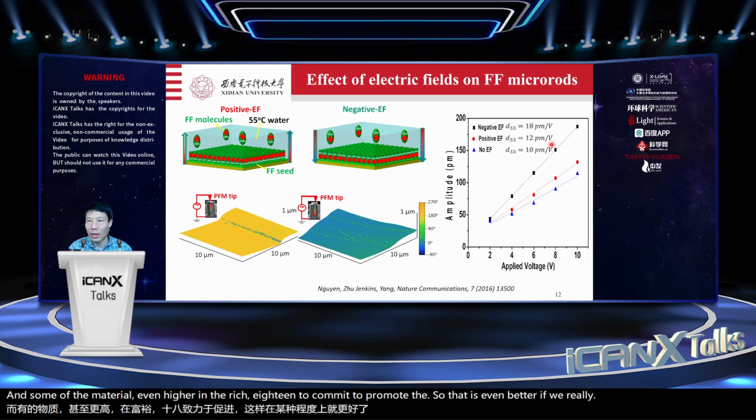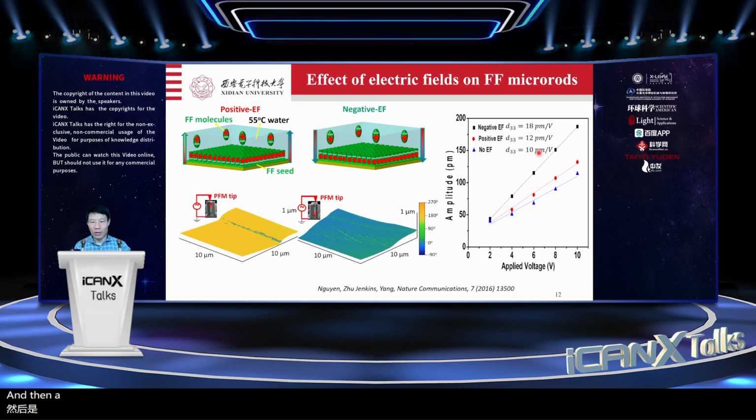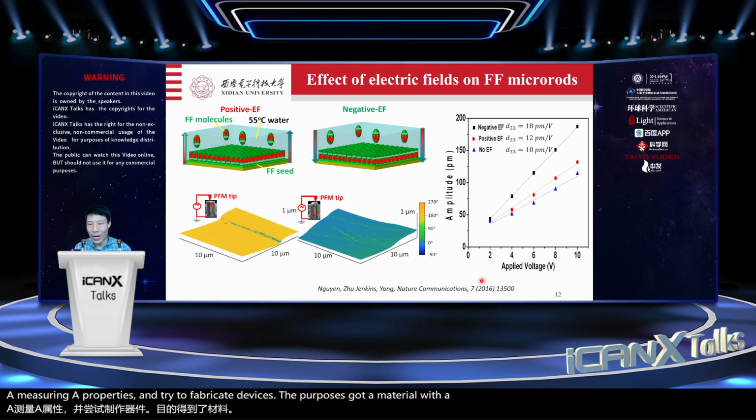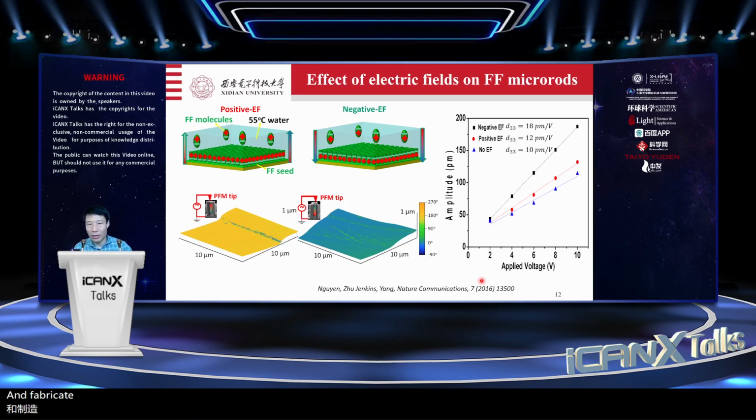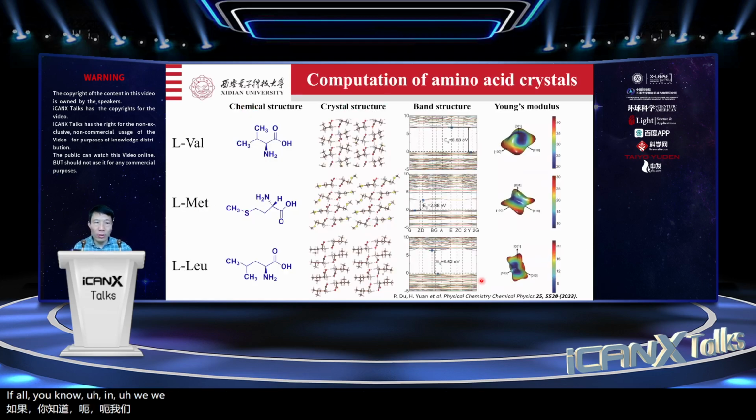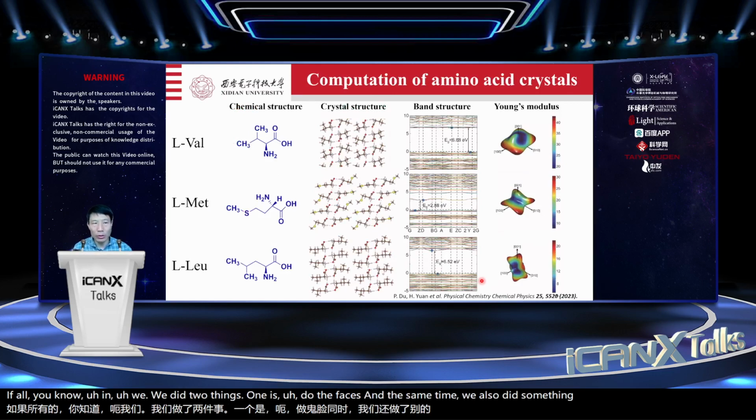We really like it. This is an earlier paper published in 2016. After that, I spent most of the time working on the self-assembly of biomolecules to find some new materials, measure their properties, and try to fabricate devices. The purpose is to get materials with better properties and fabricate better devices. Before, we did two things. One is the synthesis. At the same time, we also did some computation.